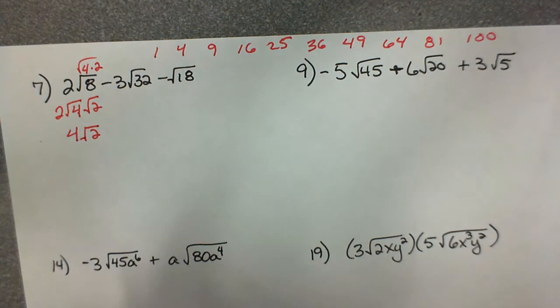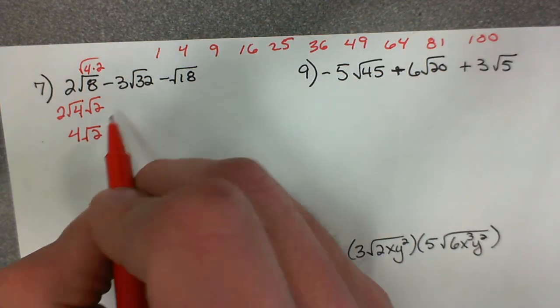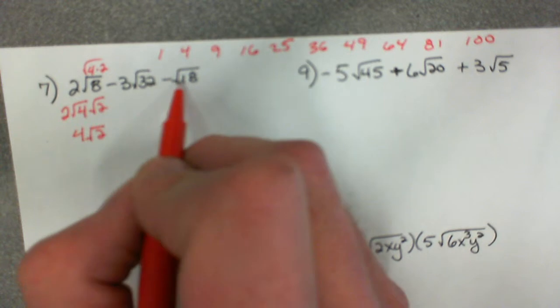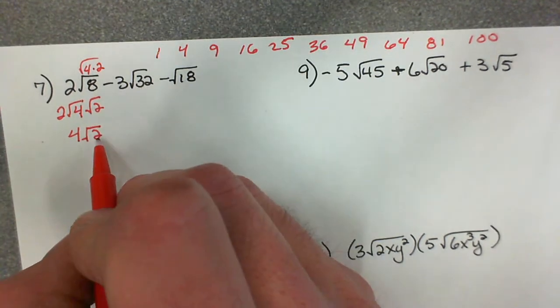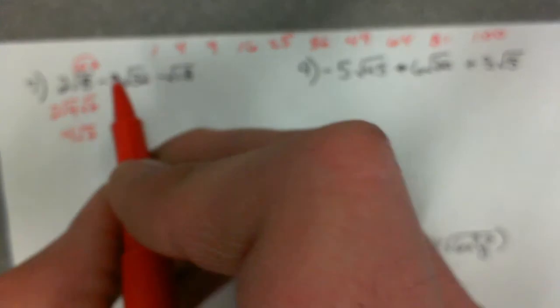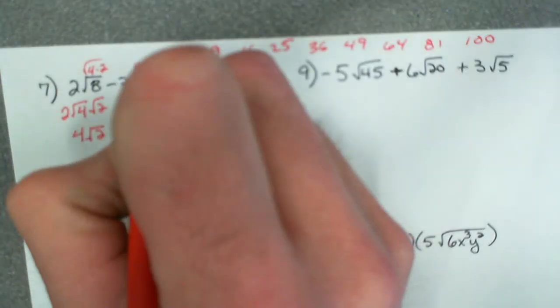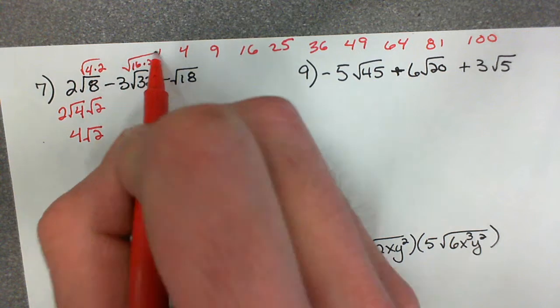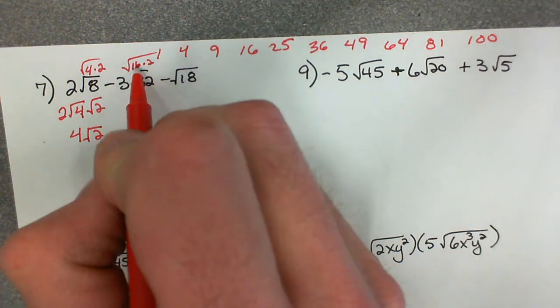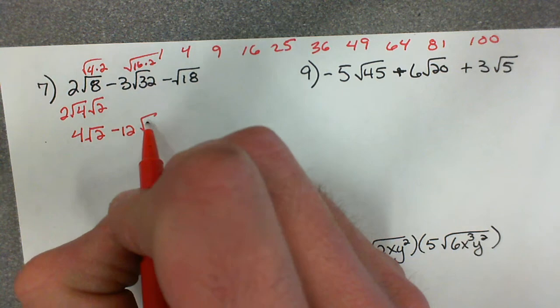2. Okay. Now, because this is a square root of 2, there's a high probability that dividing these by 2 will get us a perfect square. So if we take 32 and divide it by 2, you get 16. Is 16 a perfect square? It is. So we're going to break 32 up into 16 times 2. Square root of 16 is 4 times 3 is 12 square root of 2.